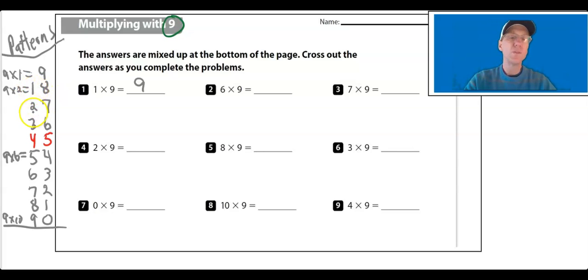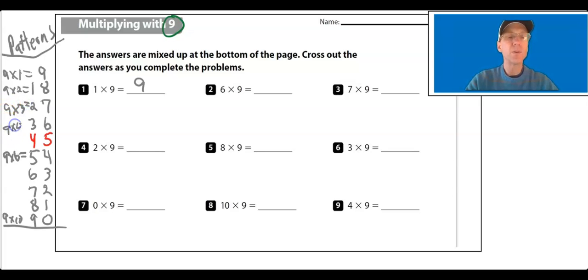Here's 2 and 7. Sum those two digits. 9. 3 plus 6. 9. 4 plus 5. 9. 5 plus 4. 9. 6 plus 3. That's a pattern. All the digits are going to sum to 9. Okay? Now, look at the tens place. Okay? Really cool here.